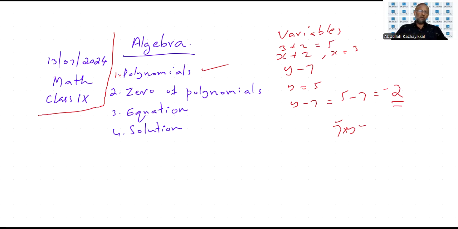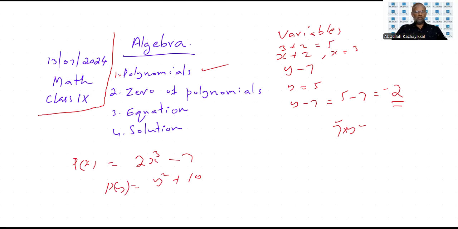Suppose p of x, a polynomial in x, I can say 2x to the power of 3 minus 7. It's a polynomial, an algebraic expression. Or another one, p of y is equal to y square plus 10. It is a polynomial in y.